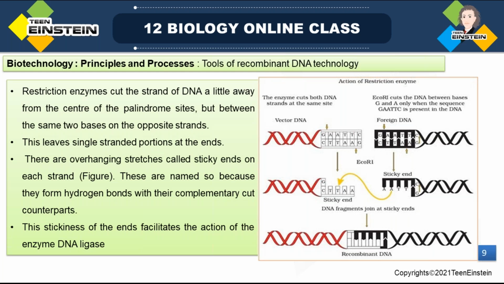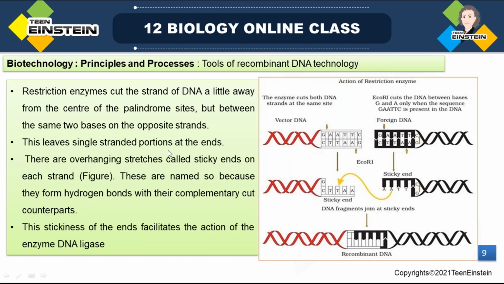Restriction enzyme is used for cutting, right? So how is it cutting? Let's see how this restriction enzyme is helping in cutting. This restriction enzyme is cutting the double-stranded DNA. Here you can see the double-stranded DNA. The restriction enzyme is making a cut in the double-stranded DNA.